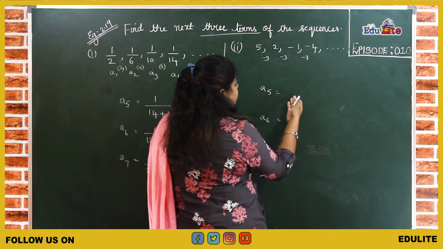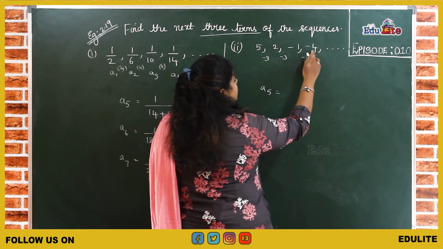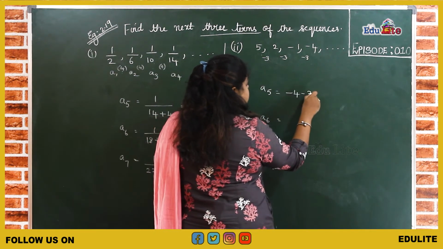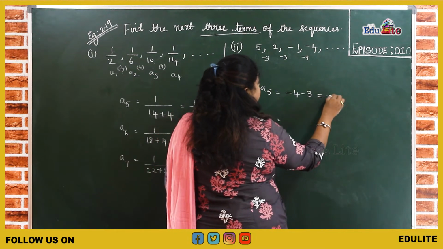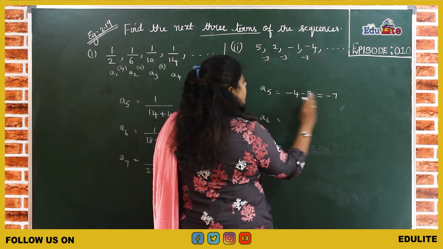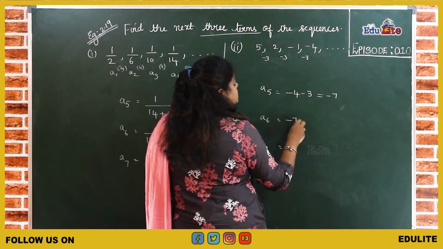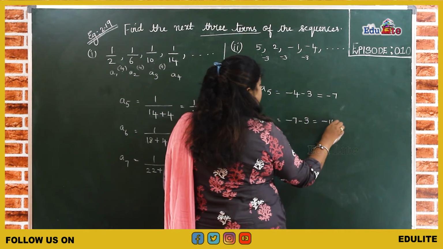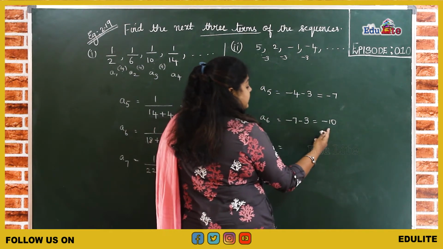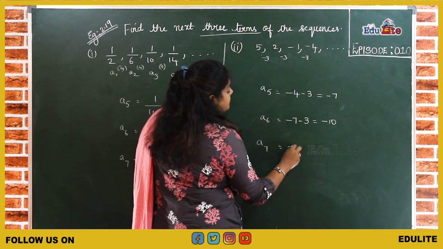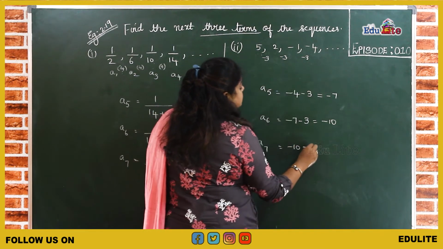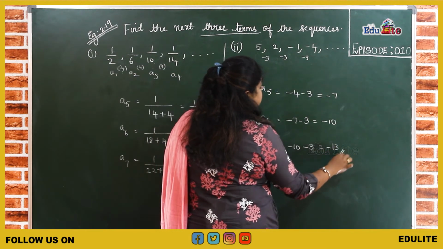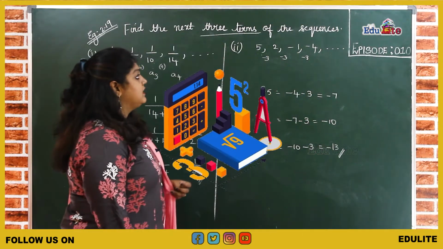Therefore, we can easily find A5, A6 and A7. Now the last term is minus 4. According to the sequence, we have to include minus 3. So minus 4 minus 3 is minus 7. Again, we got the 5th term. We use minus 3 to find A6, so minus 7 minus 3 gives me minus 10. Now with the help of A6 only we can find A7. Minus 10, according to the sequence we include minus 3, therefore minus 10 minus 3 is minus 13. Thus, we have found the 3 terms of the sequence.